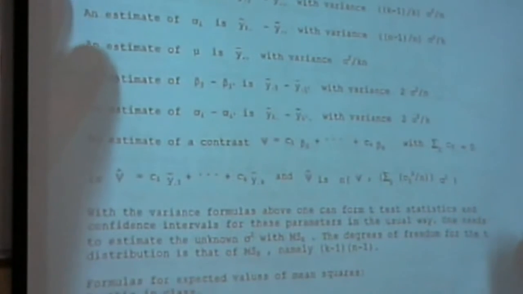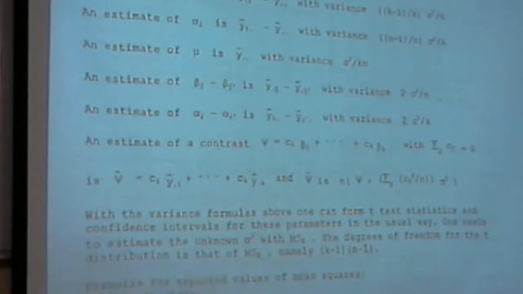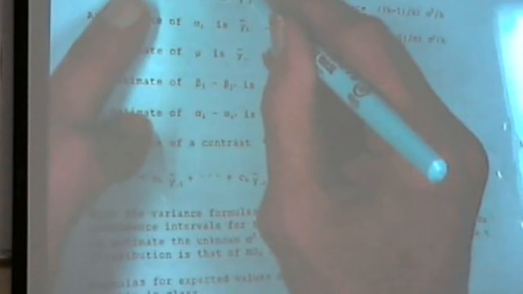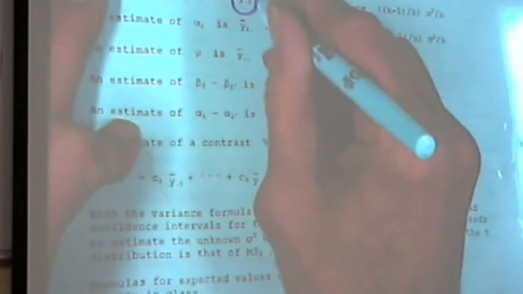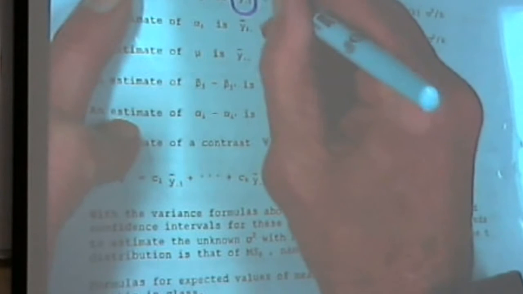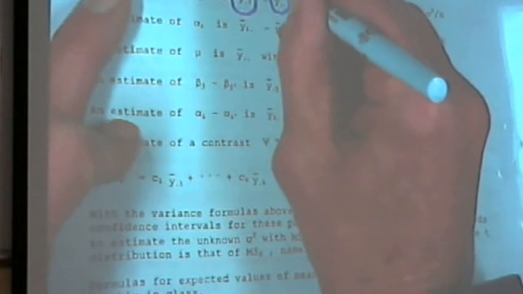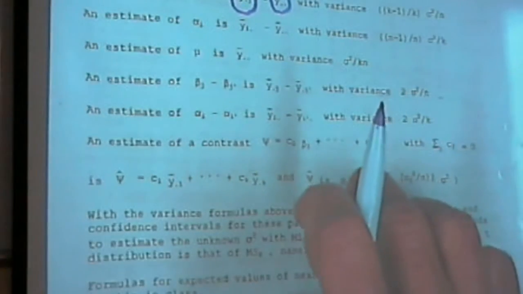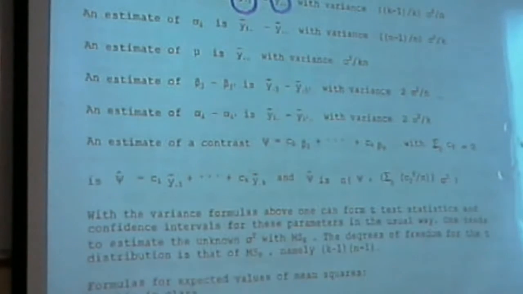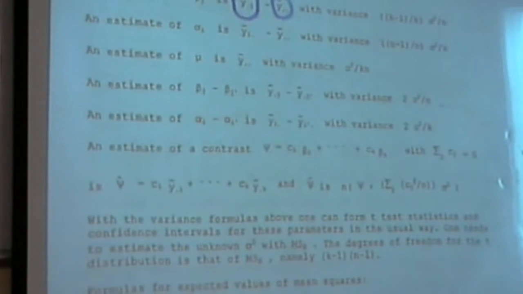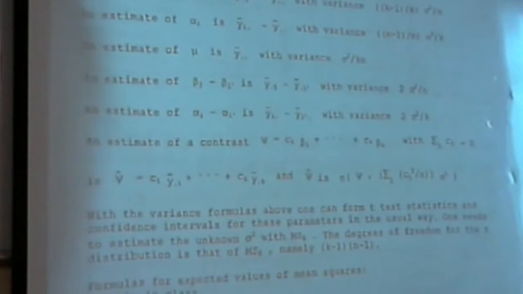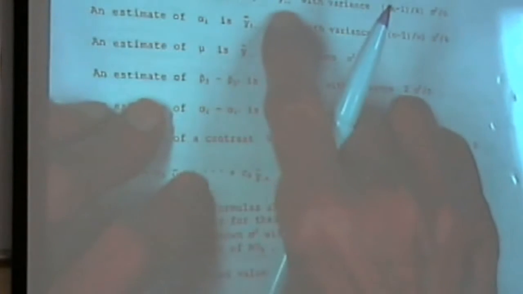So that's what it says on the next page here. If you take the y bar dot j, whose expectation is mu plus beta j, and you subtract from it the y bar double dot, whose expectation is mu, you've got something whose expectation is beta j, what I want. Okay? So there's the estimate of beta j, the difference of those two means: the jth column mean minus the overall mean.